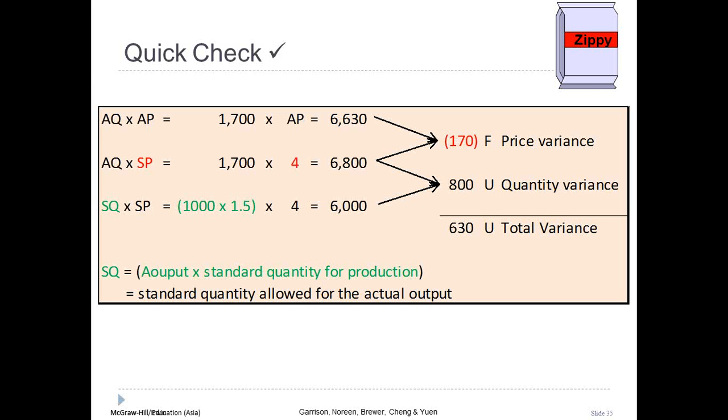So in this situation, actual spending of $6,630 is less than the second row, AQ times SP, which equals $6,800, by $170. The scenario indicates that the actual spending is less than the expected spending, the reference of the second row. Therefore, the price variance is $170 favorable. Comparing the second row with the flexible budget on the third row, with the reverse scenario, the quantity variance, therefore, is $800 unfavorable.